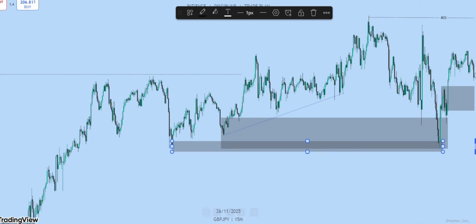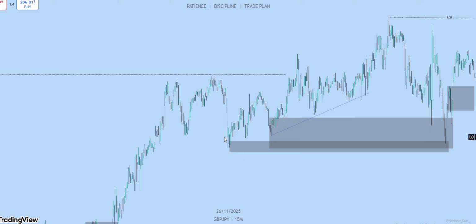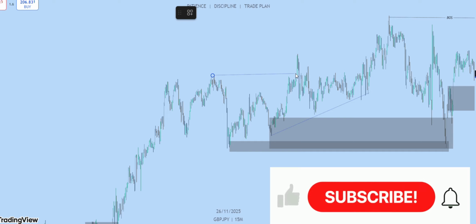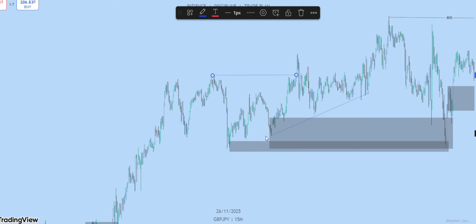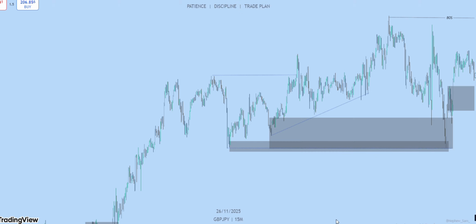So remember this low, let's quickly take this out. This low here caused this break of structure here. So for us to validate that market has changed structure, we need price to take out this low. You can see that price did not take it out, right? The price came very close, respected it, and continued to the upside. So that is it.